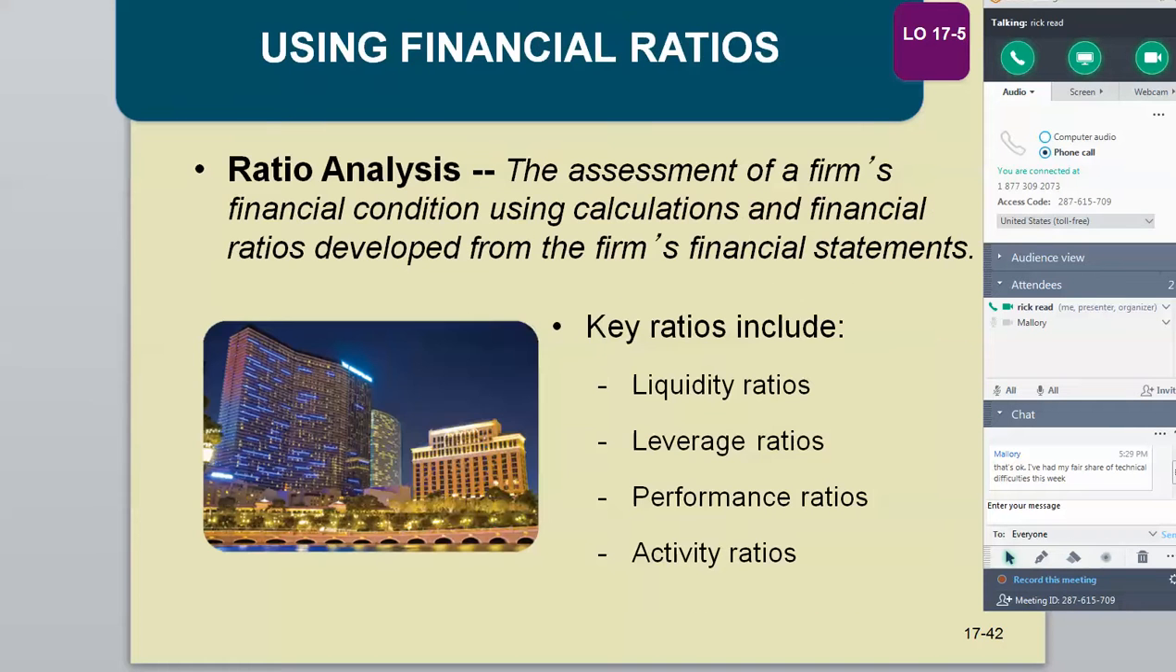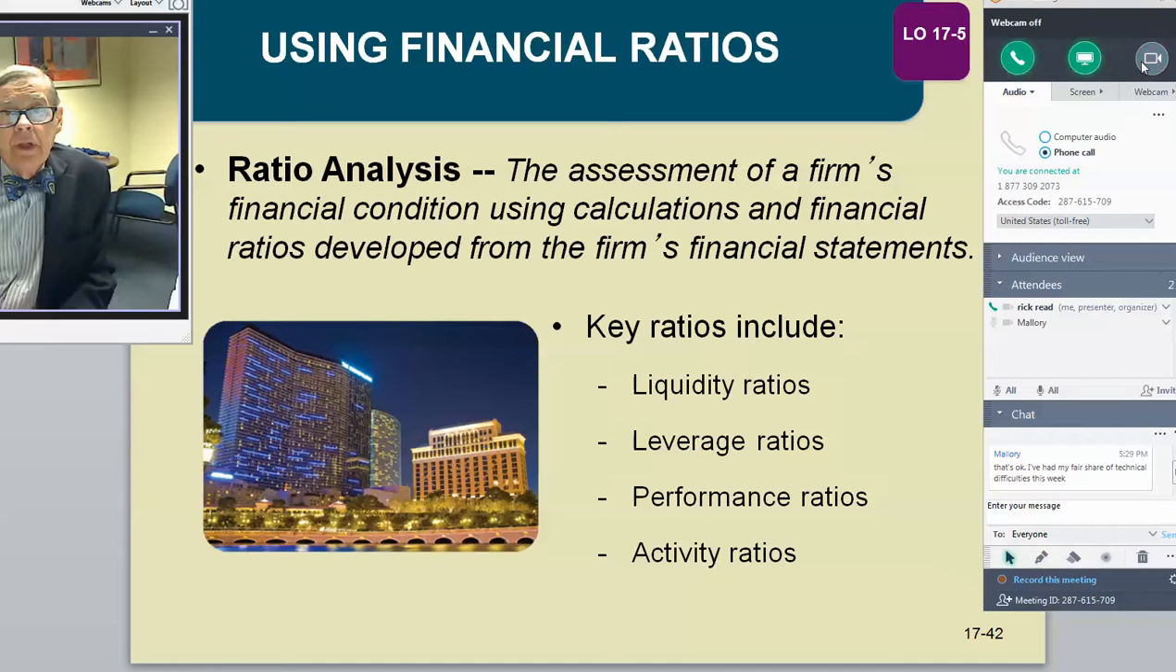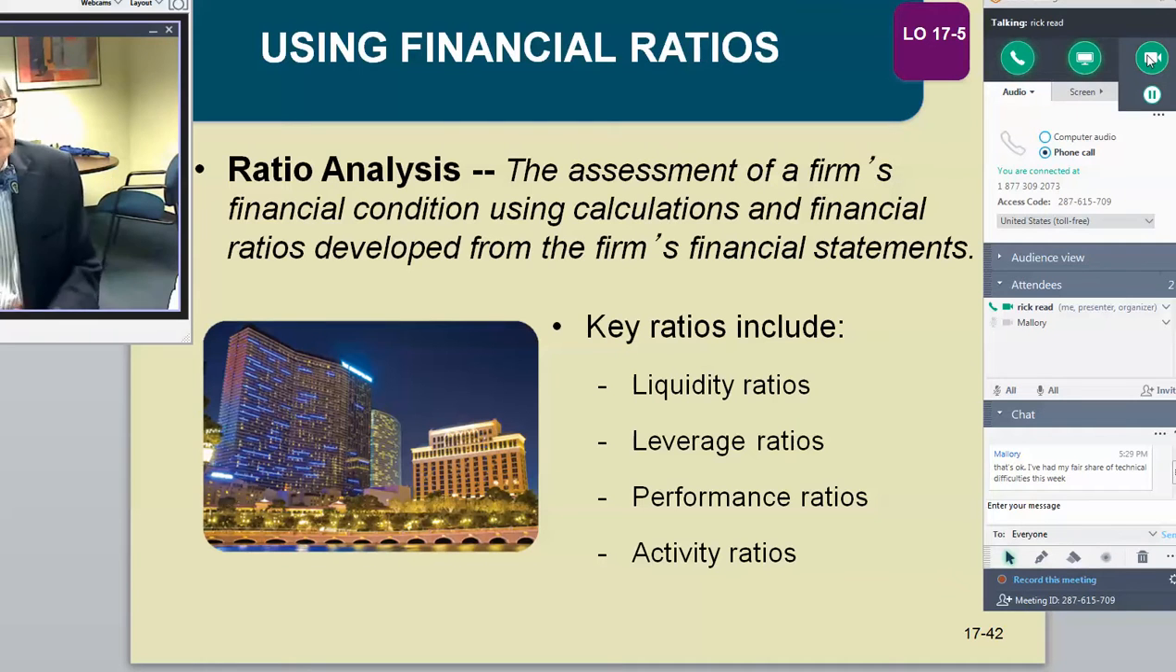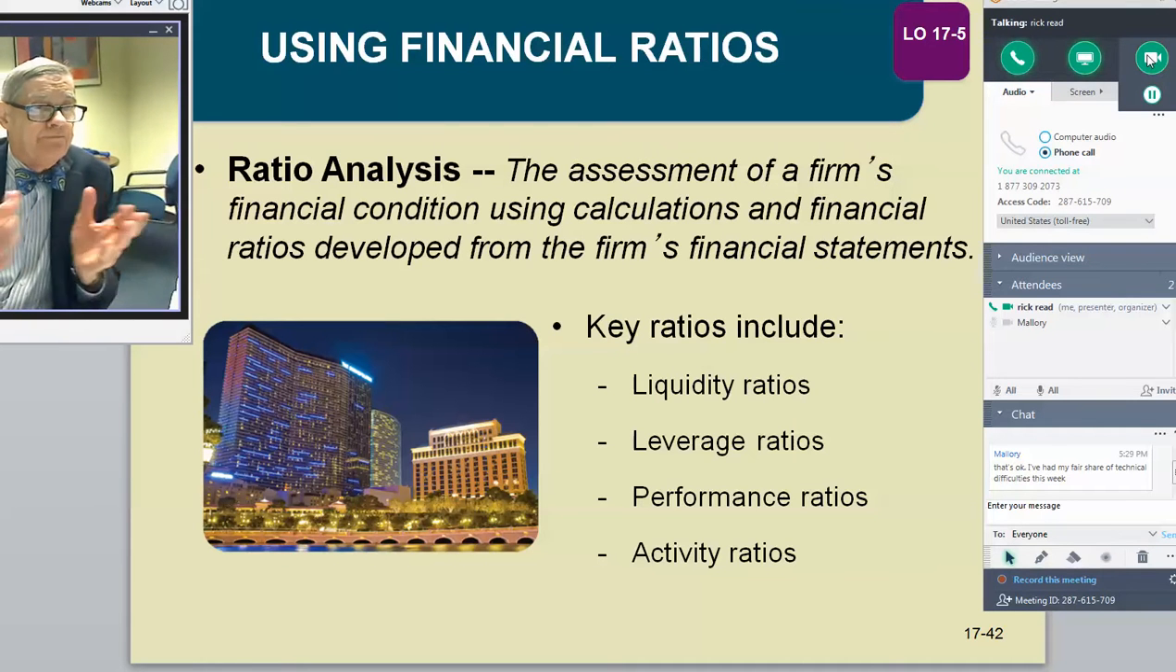Now, I'm not going to spend a whole lot of time on these ratios, just to let you know that they're there, and that if you need some help with this, then you need to get an accountant. This assessment of the firm's financial condition, we can use liquidity ratio, leverage ratio, performance ratio, and activity ratio.